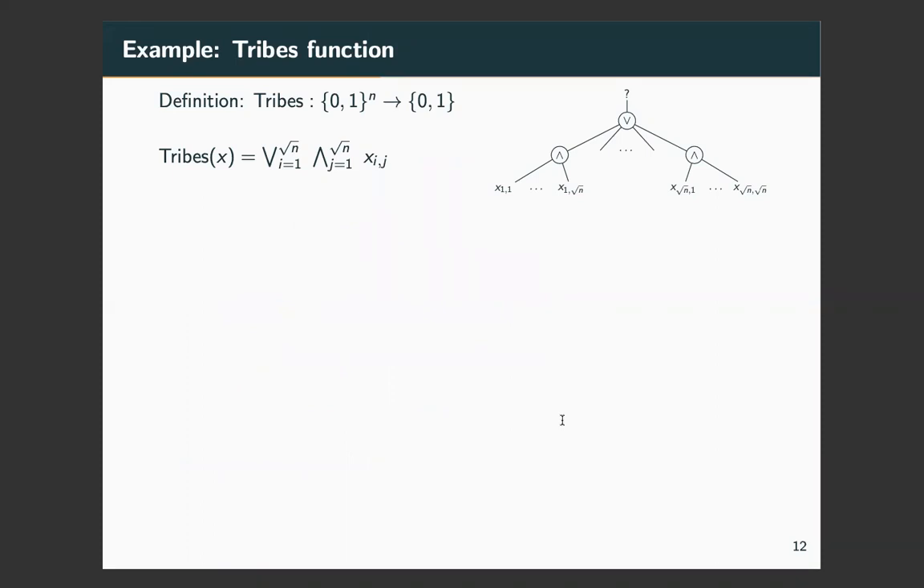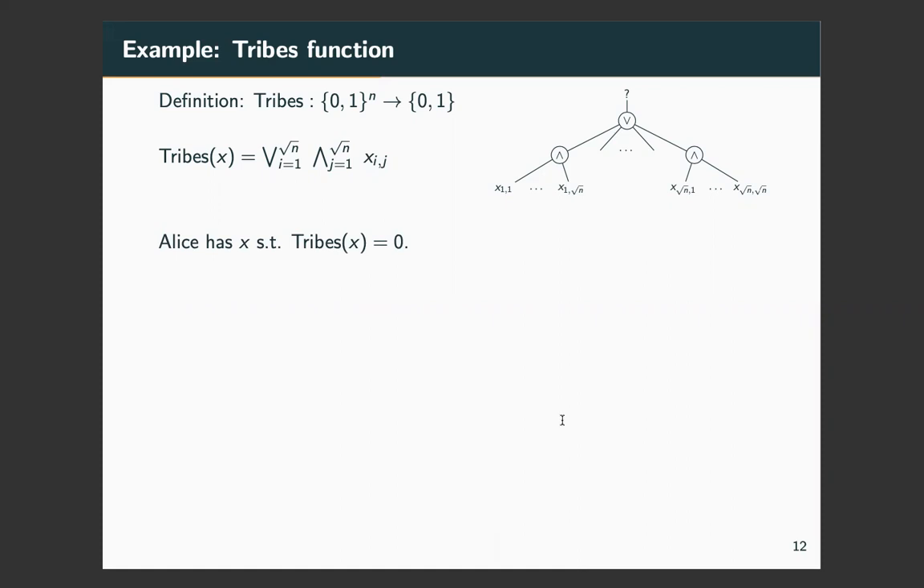It is defined as a composition of the OR function on square root n bits with the AND function on square root n bits. In other words, we can think of the input as being divided into root n blocks of size root n each. To each of these blocks, the AND function is applied and their outputs are sent to the OR function.